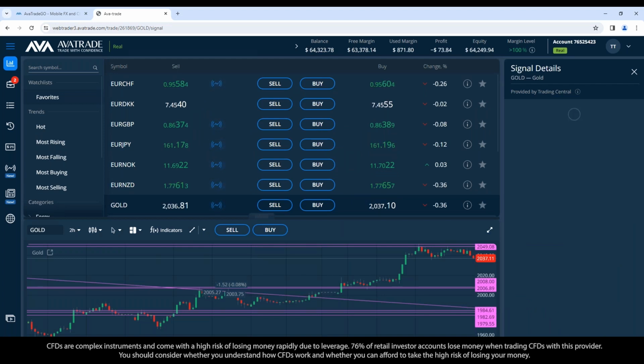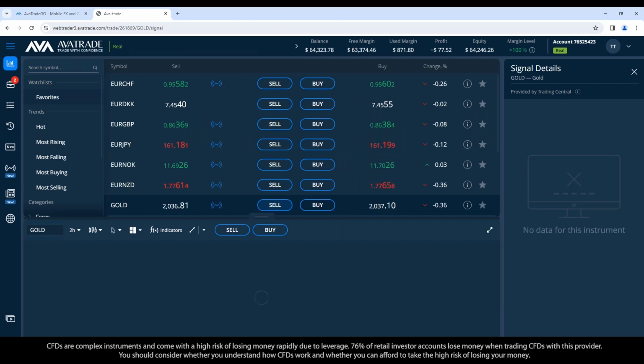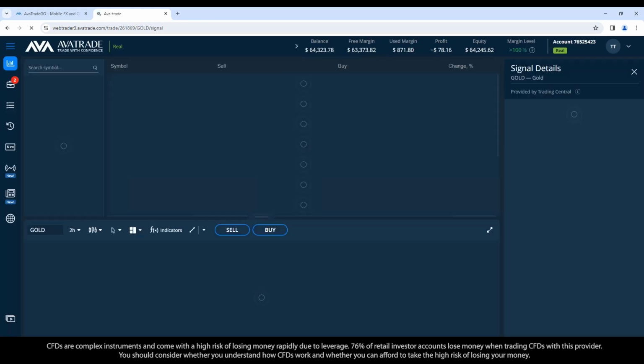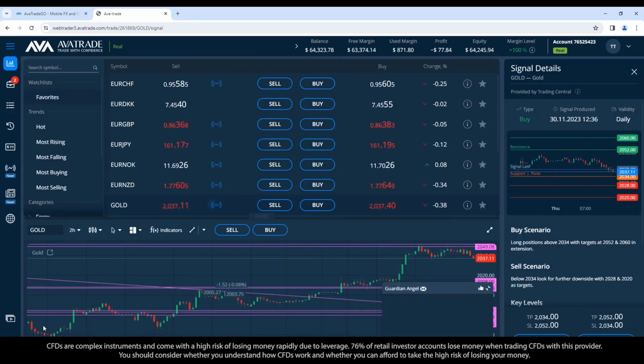Let's see what the signal is, if it will load for us. Let me try clicking it one more time. I think I need to refresh my screen. Sometimes the Wi-Fi in my office here is a little bit weak. Okay, there it is. So, the gold signal is a buy signal.